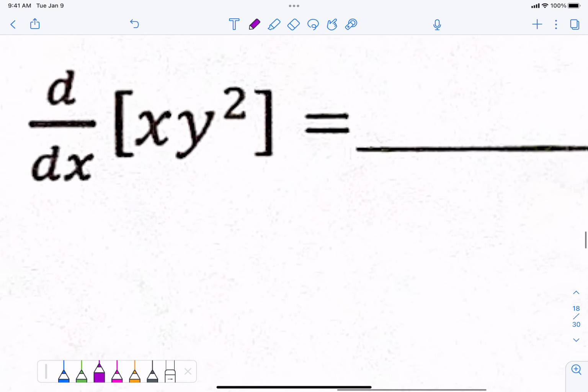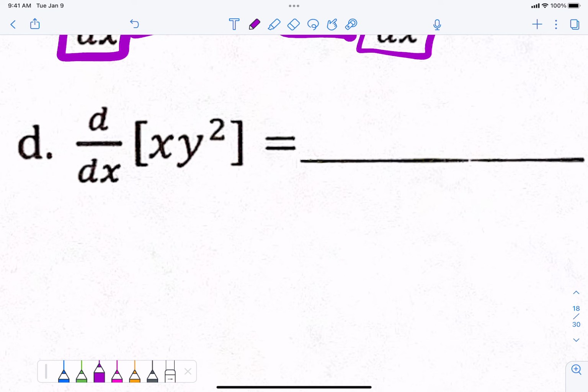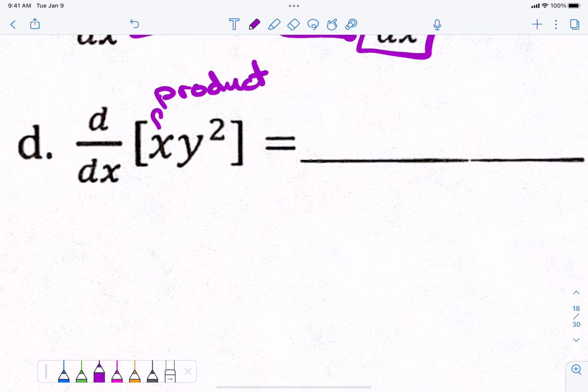Okay, this is going to get really tricky. Pay attention to this one. This thing right here is saying take the derivative with respect to x, right? This is a product. F is your x. G is the y squared. So it's like separated. These are your two chunks right here.